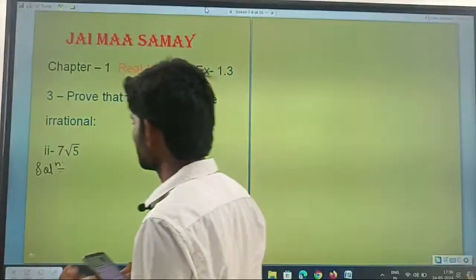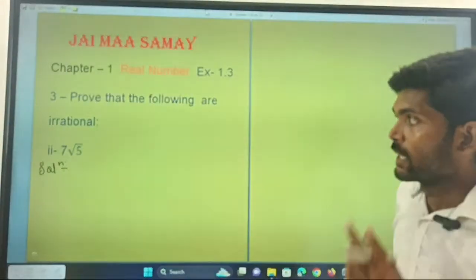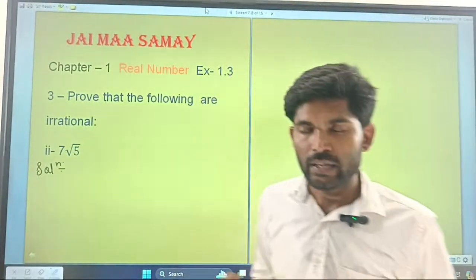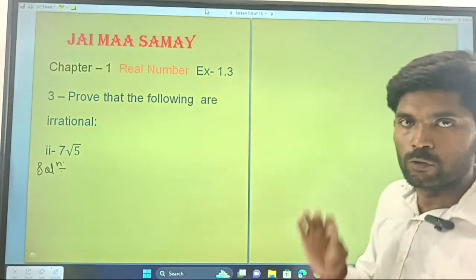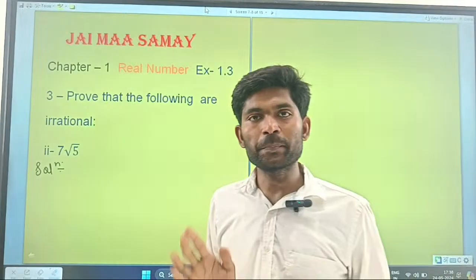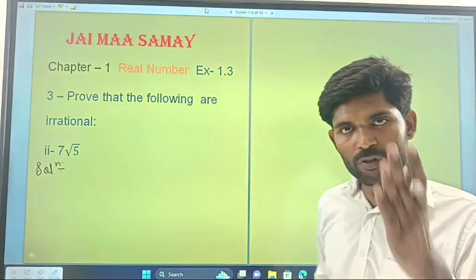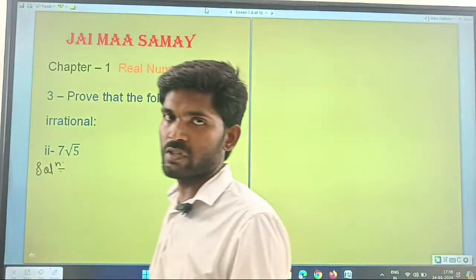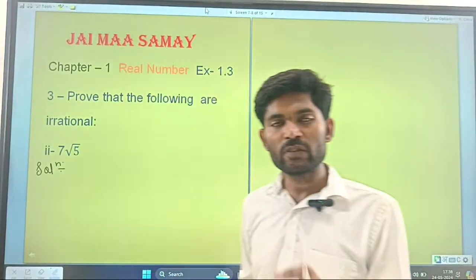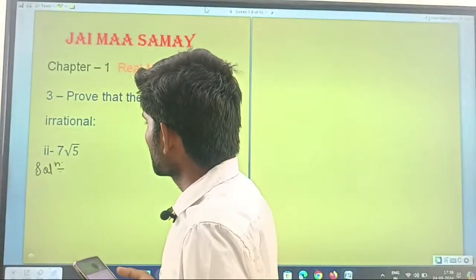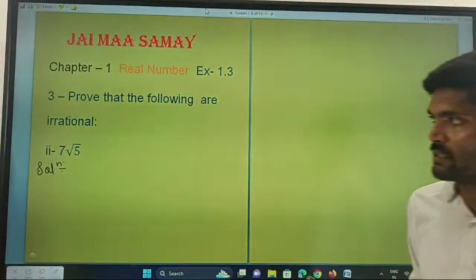Dears, take pause, note down. First understand the previous question, then come to the next question. Means one by one. If you understand the first question, then solve the second question. Then just like that you will solve the third question.